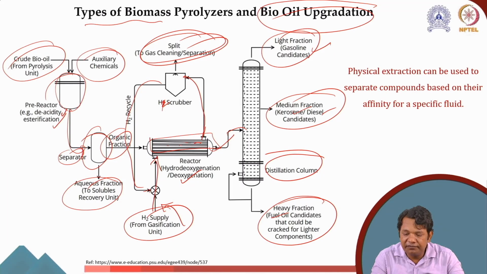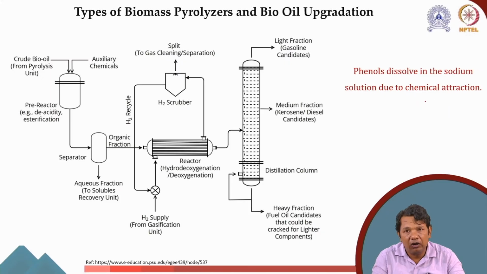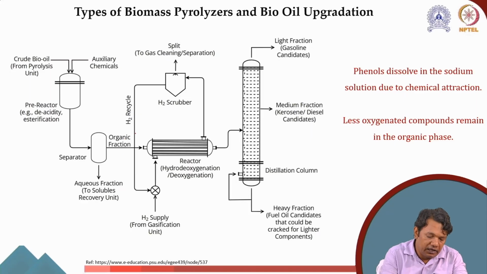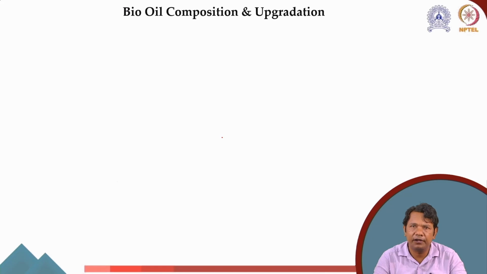So what I mean is, physical extraction can be used to separate compounds based on their affinity for a specific fluid. Especially phenolic compounds can be removed using an aqueous solution like sodium hydroxide in water, since phenol easily dissolves in the sodium solution due to chemical attraction, and then the less oxygenated compounds remain in the other phase. After that, the separated compounds can be distilled or sent to the hydrodeoxygenation reactor.